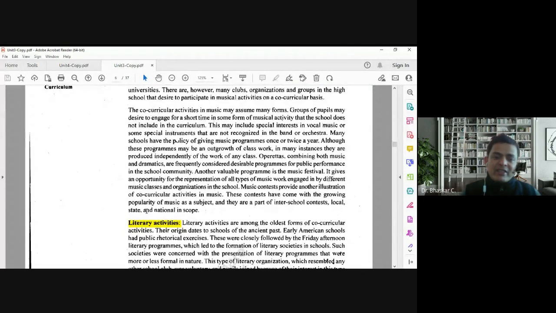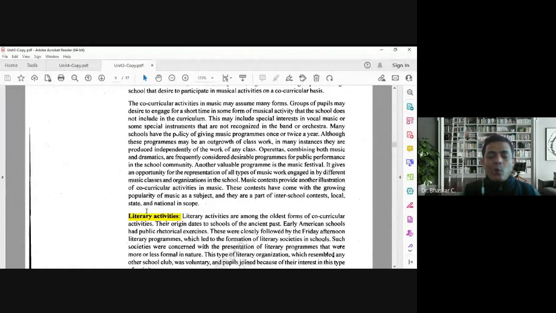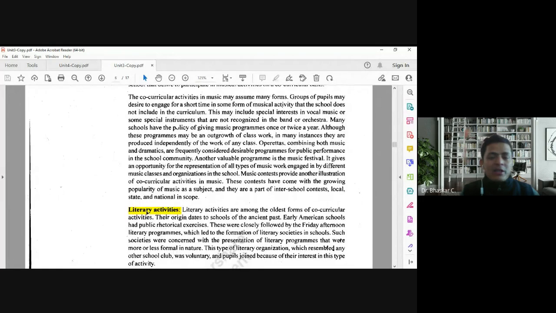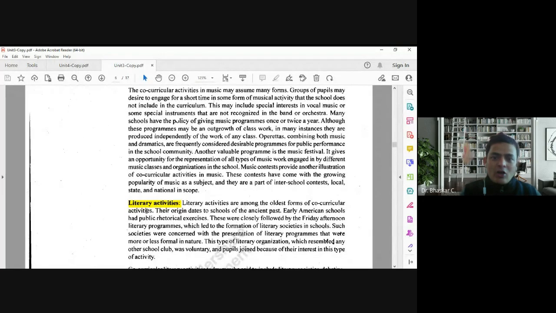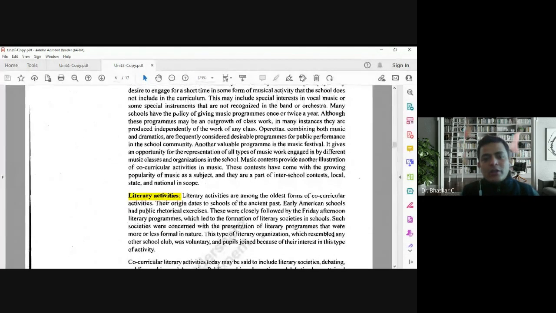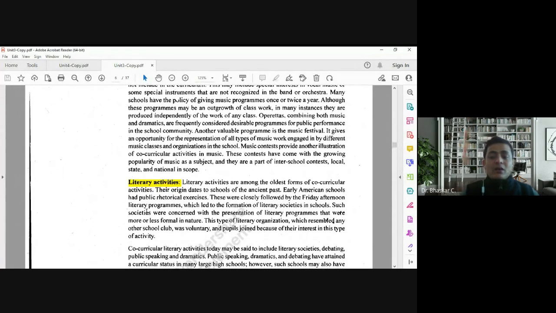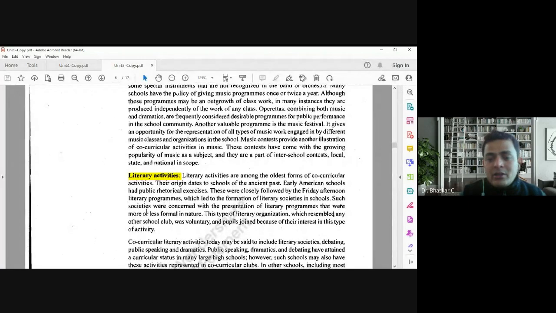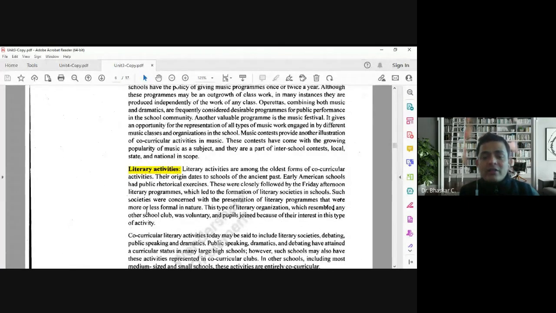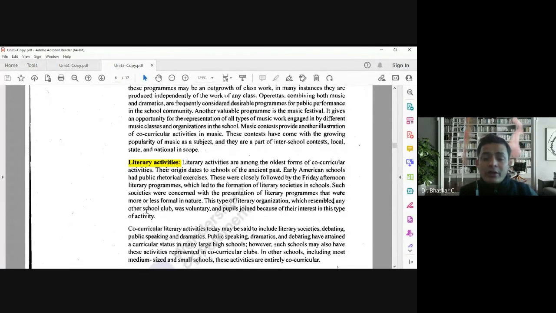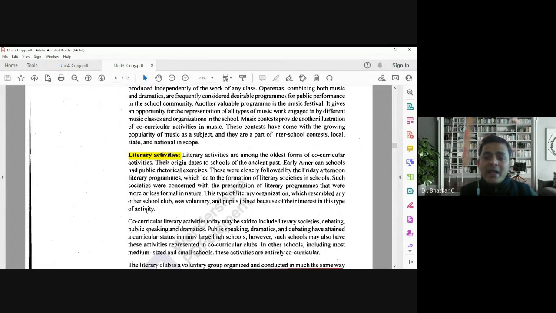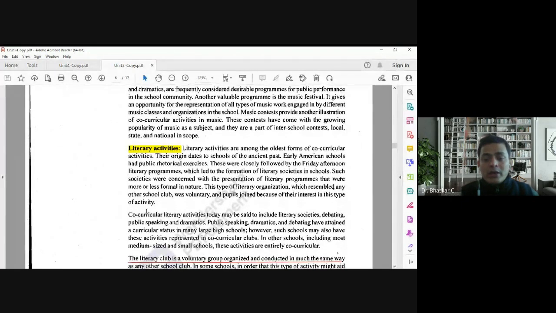Another important activity is the literary activities. Now many a times some of the teachers, some of the school heads, or some of the experts in education, they just count these literary activities as some other curricular activity, but it is not like that. These literary activities are totally different from the curricular activities, and they actually come under the co-curricular activities.